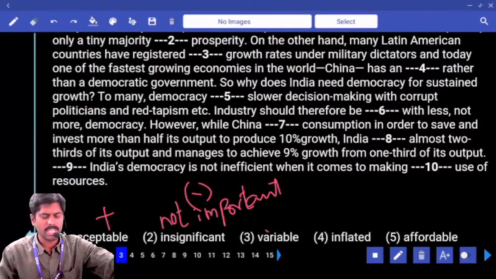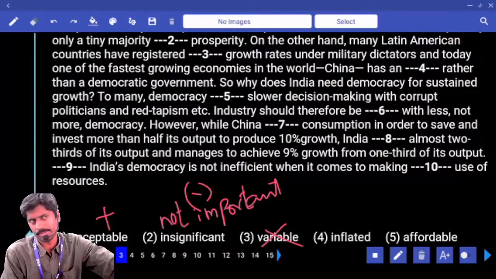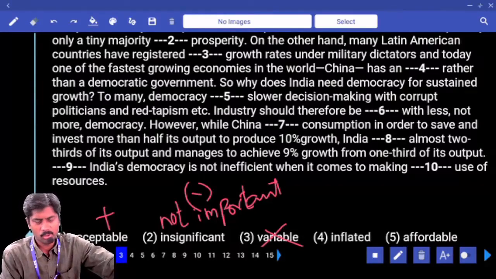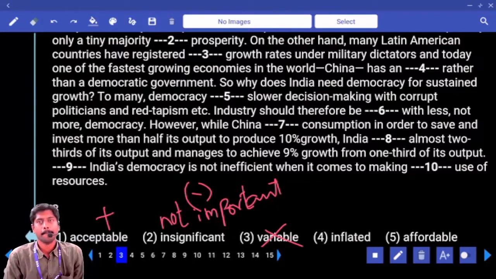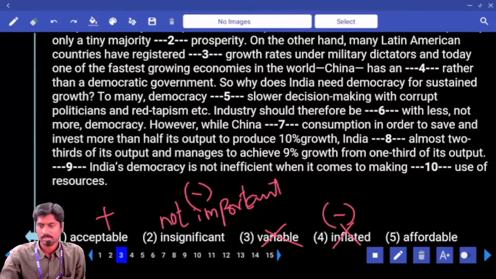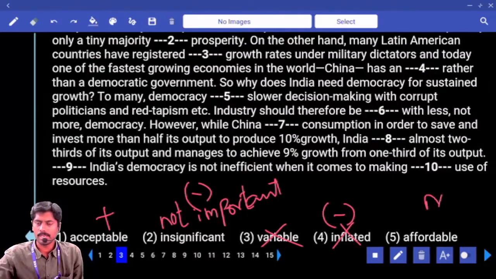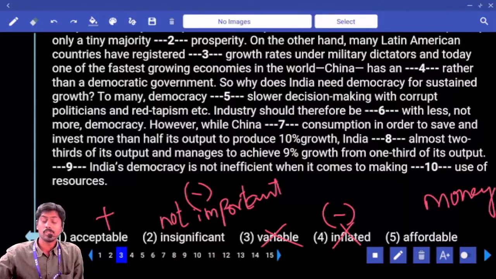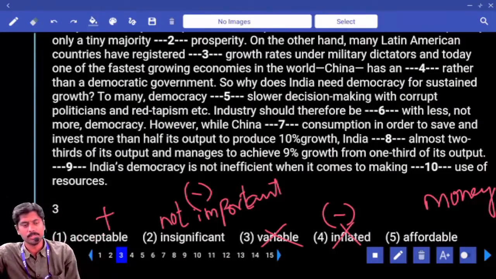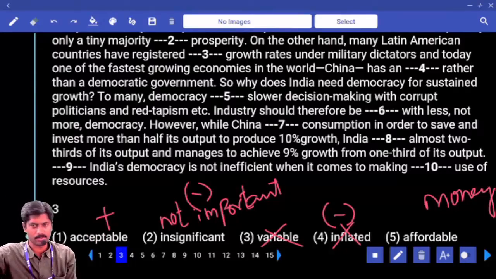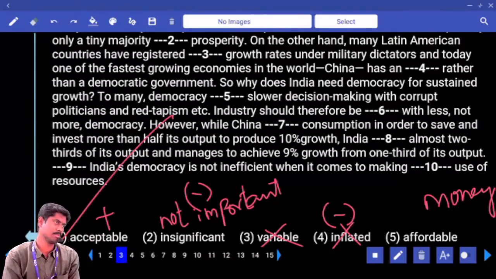Variable growth, we cannot say variable growth. Variable numbers, we can say, but variable growth, no. Inflated. Do you know inflated? Inflated means filled with air. Inflated growth, negative, complete negative, not possible. Affordable. Afford is related to money. When you can buy something, that is affordable. So what can it be: affordable growth, acceptable growth, or insignificant growth? The answer is the first option, acceptable growth.